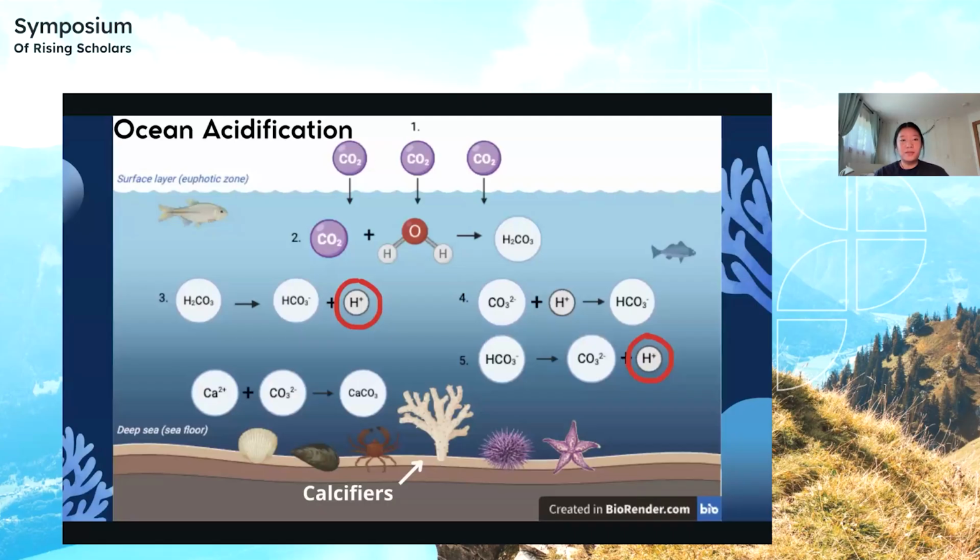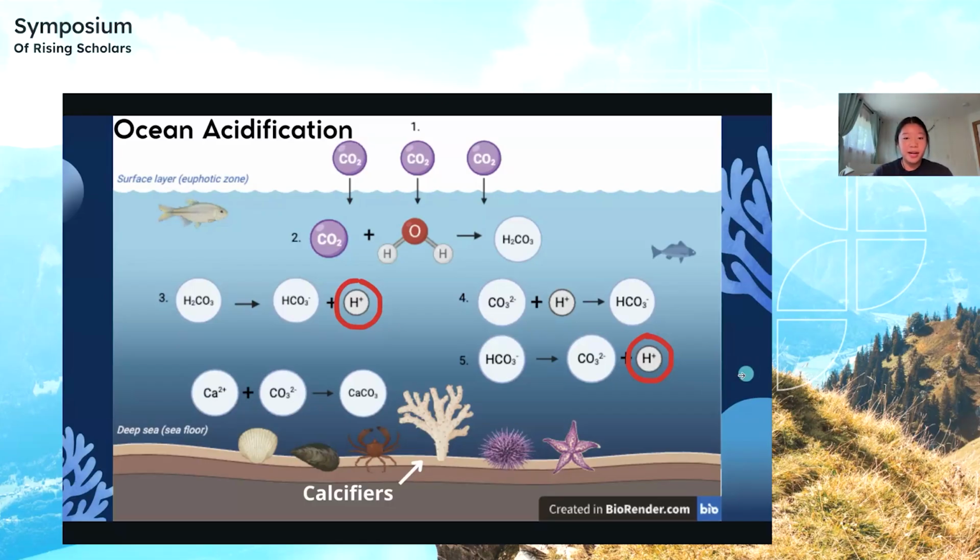So the chemical process of ocean acidification, I created this diagram here to explain a little bit about it. It begins with the absorption of CO2 into seawater and reacts with water to form carbonic acid. And this carbonic acid then dissociates into bicarbonate ions and hydrogen ions. And the hydrogen ions circled in red here are what drives the decreasing pH and the acidifying of the water.